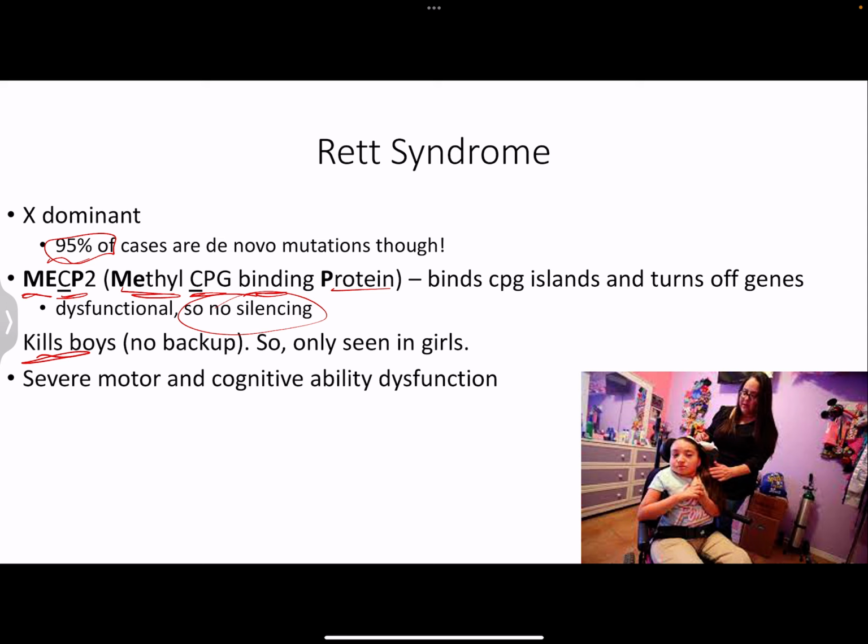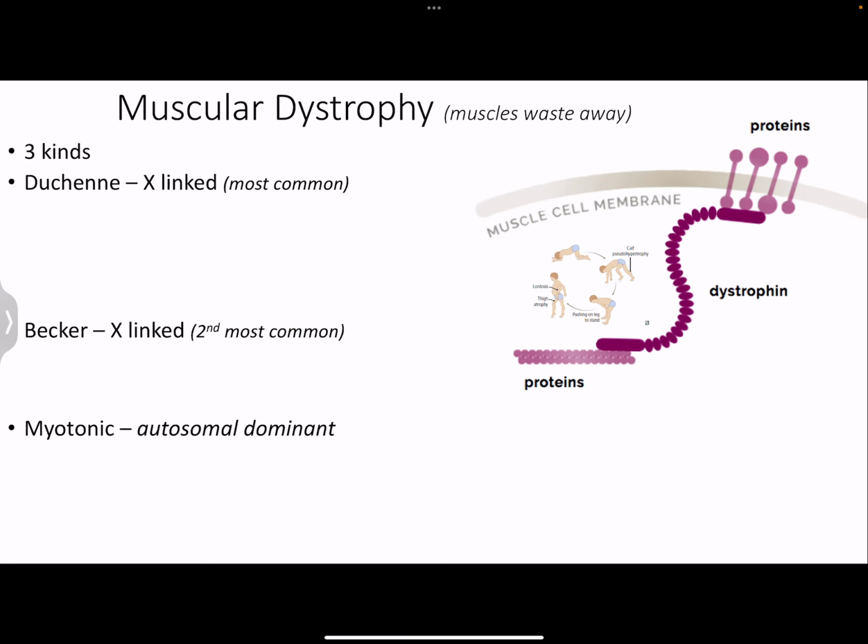You need to bind the CpG islands and condense them. Now, in these females, this is just a very important thing to do. So in females, they have a backup, but I guess it's not enough to fully rescue the phenotype. But boys, if you don't have any condensing of the CpG islands, it's embryonic lethal. Severe motor and cognitive dysfunction will develop.